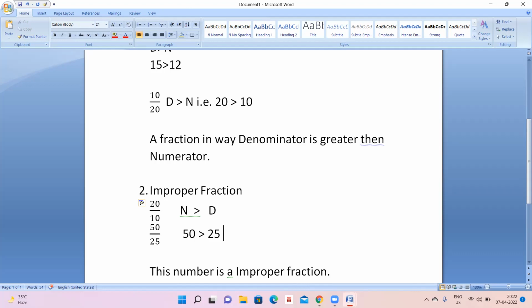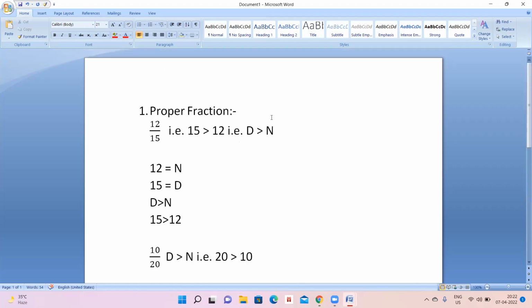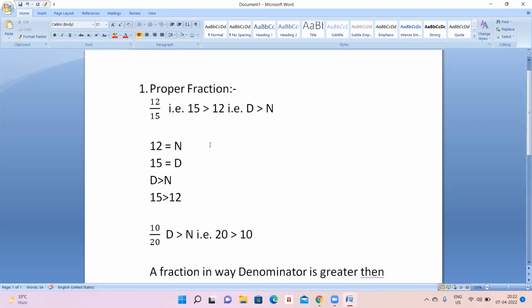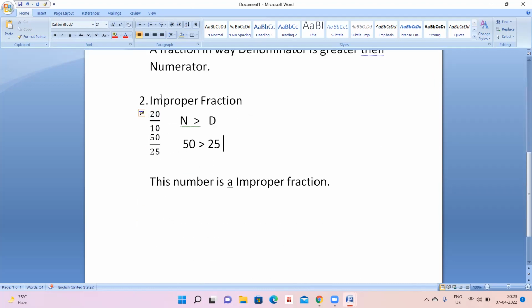Again, I'm repeating myself. If the denominator is greater than the numerator, then this type of fraction is called a proper fraction. As you can see, 12 upon 15, where 15 is greater than 12, so this is a proper fraction. And if the numerator is greater than the denominator, this type of fraction is called an improper fraction. Now my dear students, let's move on, and we have to discuss one special type of fraction, that is called a mixed fraction.